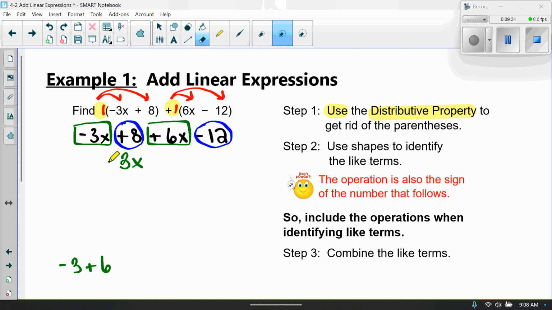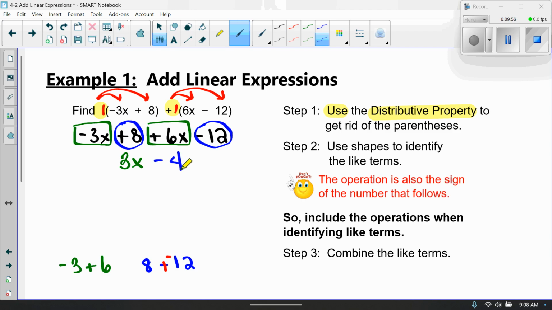No, you don't. So that's just going to be 3x. And now we've got a positive 8 minus 12. And of course, when we subtract integers, we change. So this is going to give me a negative 4. So my final answer there is negative 3x minus 4. And that was step 3, was to combine the like terms.